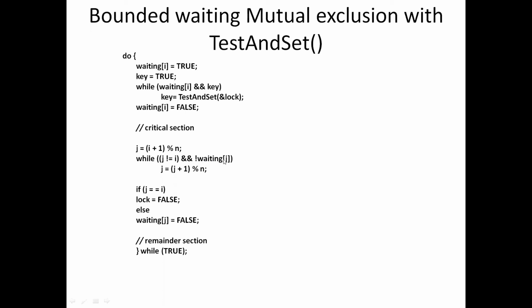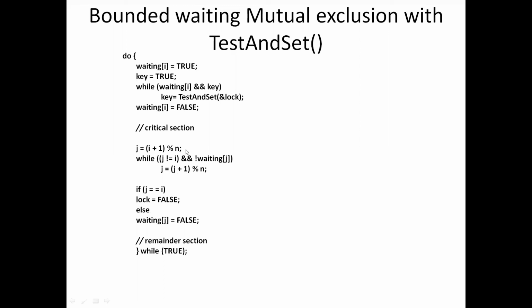What is the value stored at waiting of 1? Waiting of 1 initially was storing false, and not false is true. This is true and this is true. Both the conditions are true, so control will enter into this loop. That time the j value will be incremented. J equal to j plus 1 mod n. J was initially 1, 1 plus 1 is 2, and 2 mod 5 is 2.